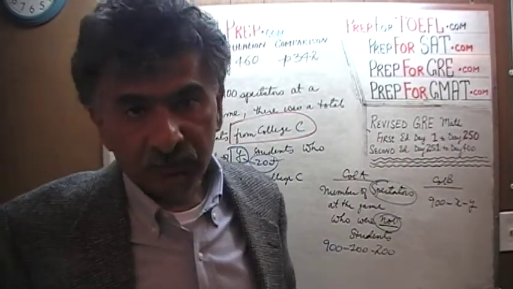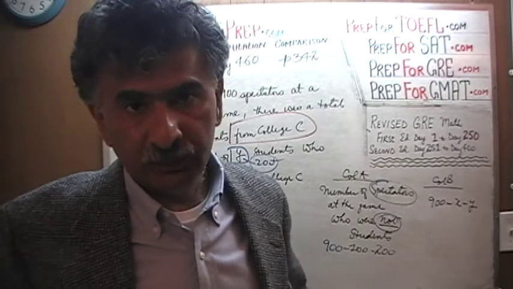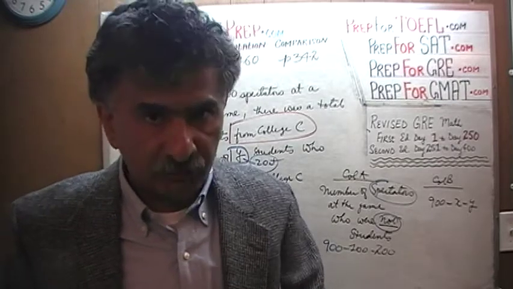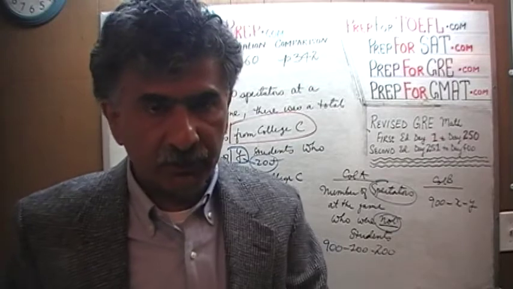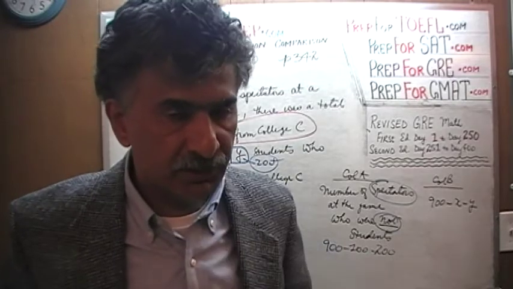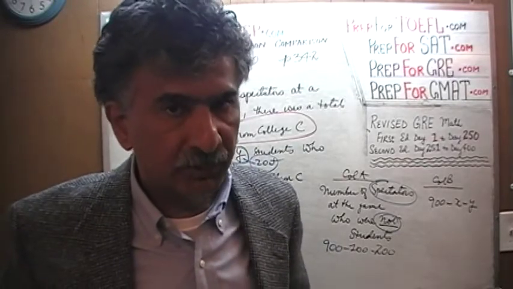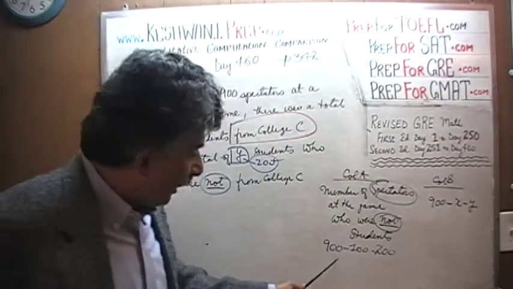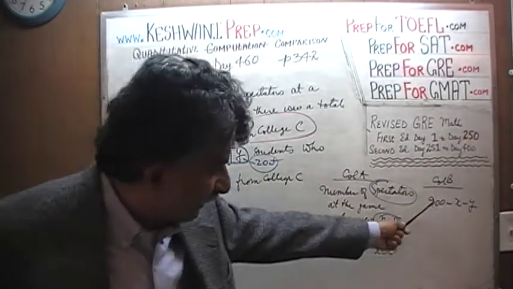Well, the rest must not be students, obviously. There are only two possibilities. You either are a student or you're not. It doesn't matter whether you're a student at College C or some other college. There were a total of 300 people there who are students. The answer is 600 here. That's exactly what we have here.